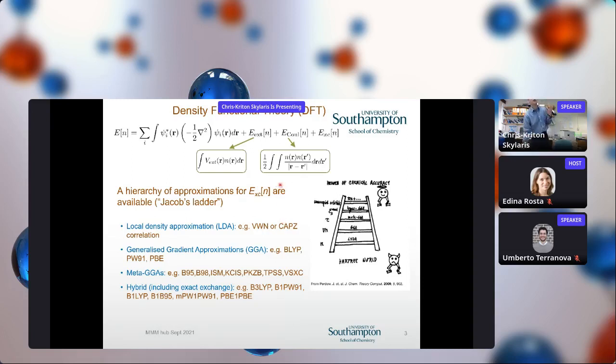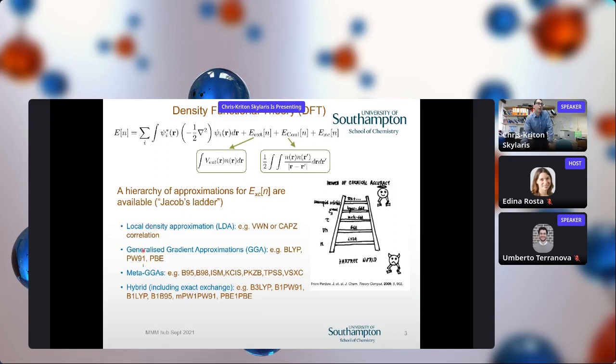It includes electronic detail. This is the energy expression, and all of these terms are known: the kinetic energy of the electrons, the nuclear attraction energy, the electron-electron repulsion energy or Coulomb energy, electrostatic. But what is not known is the exchange correlation functional, and this is the difficult point of density functional theory, that approximations have to be made, and it's a point of ongoing research.